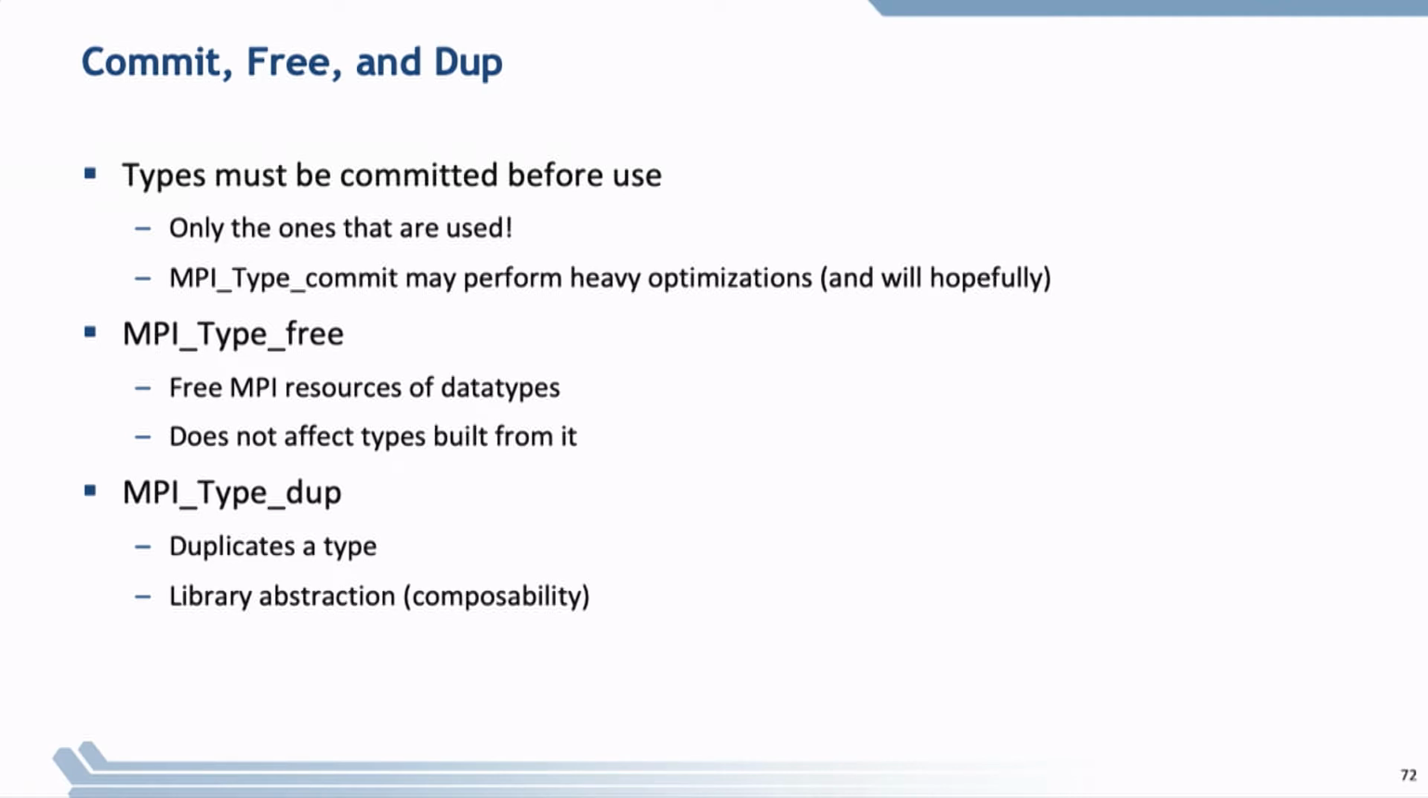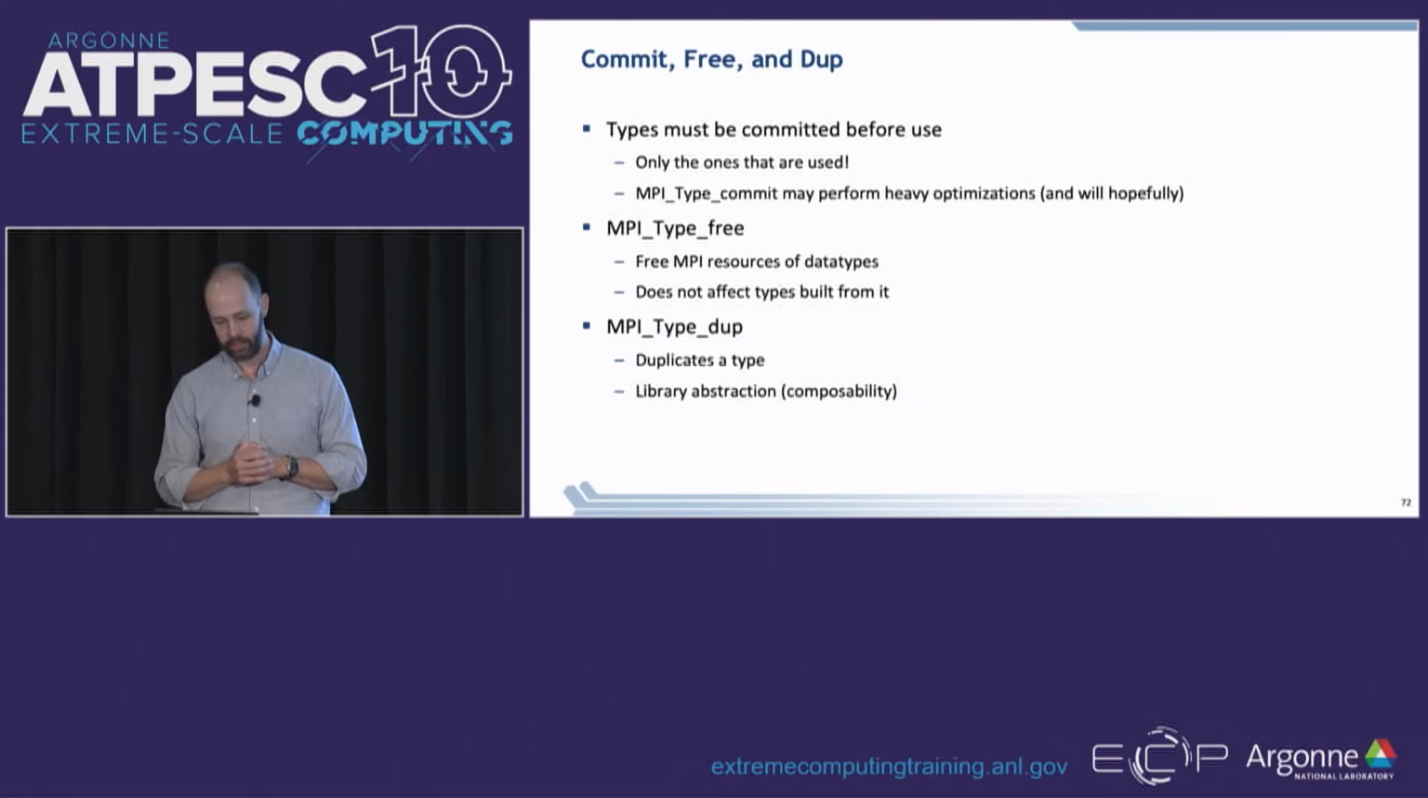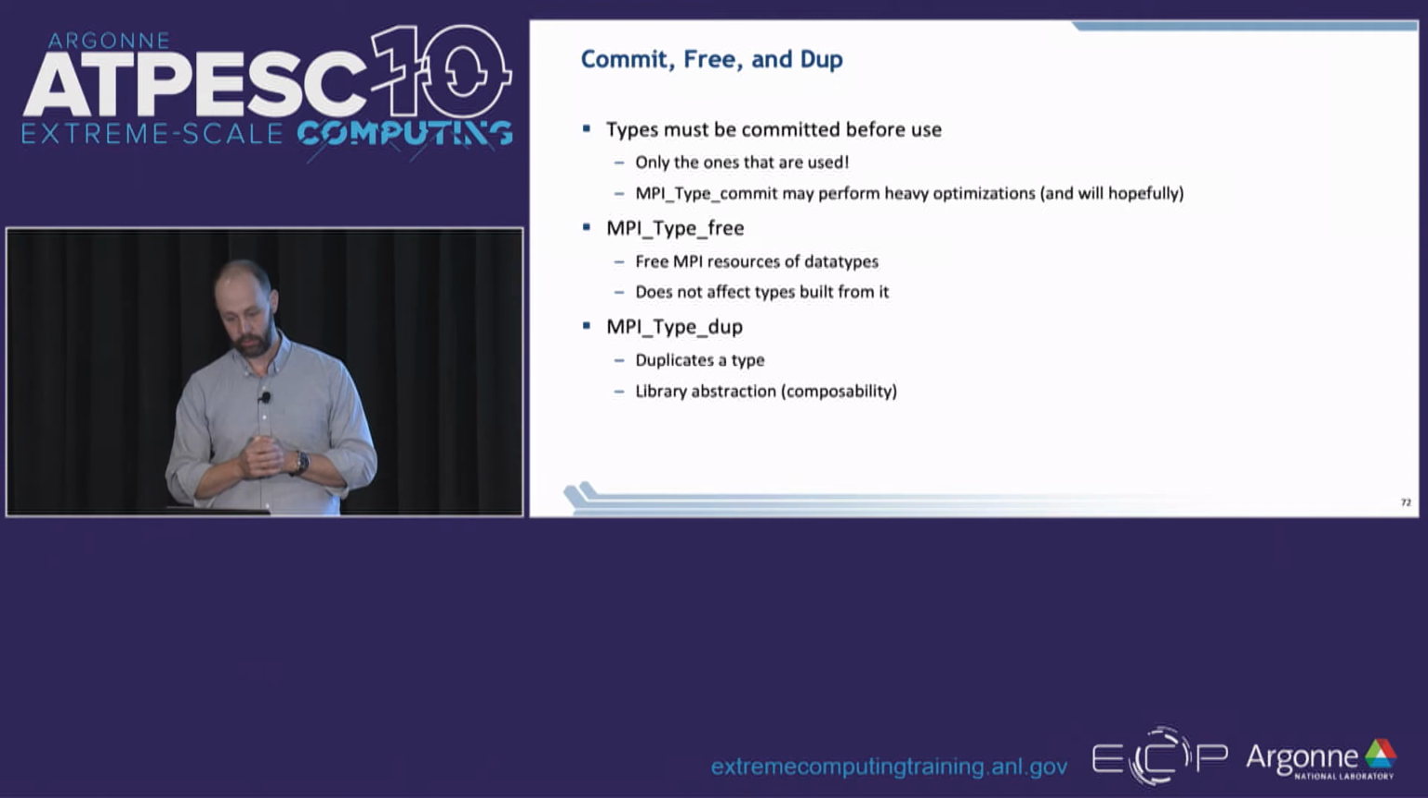So the caveat here is that you only need to commit the types you're going to use in communication. If you're creating some multi-layered data type where you have a bunch of intermediate things, and then you're creating one last data type to use in communication, you only need to commit that last one, because that's the point at which MPI knows you're going to be using this type. MPI will then try to determine how to best optimize this data type for communication purposes. So it might be an expensive call. Hopefully it's an expensive call, because it's optimizing the library in order to handle that.